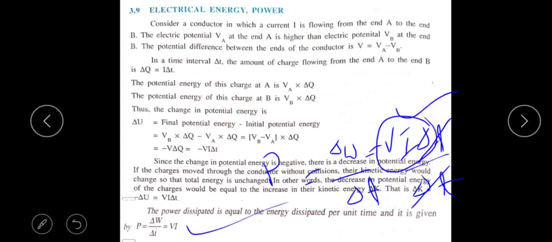The power dissipated is equal to the energy dissipated per unit time, as shown in the given expression. P is equal to delta W by delta T, where delta W is equal to V I delta T. Divided by delta T, delta T gets cancelled, and the remaining term is voltage into current. This is the power dissipated equation.